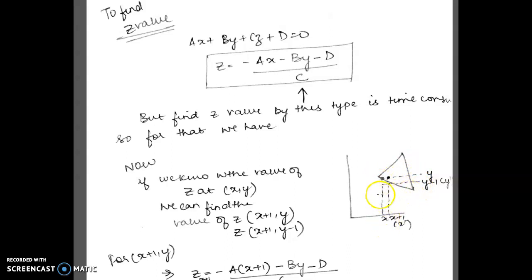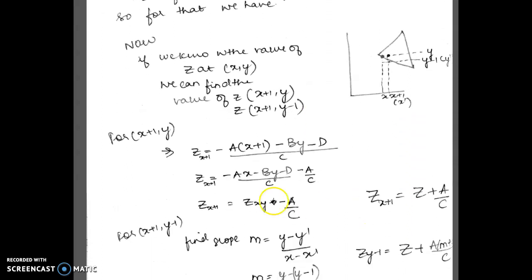Let this coordinate be x, the coordinates of this point be x comma y, the coordinate of this point be x plus 1 comma y, and the coordinate of this point be x plus 1 comma y minus 1. So let us take x plus 1 as x dash and y minus 1 as y dash. So we will find the z value at x plus 1 comma y and x plus 1 comma y minus 1. For that, we are substituting the x plus 1, y value in the z equation, and we get that the new z value at x plus 1 equals the z value at x y minus a by c.